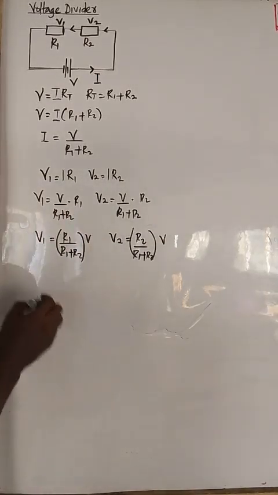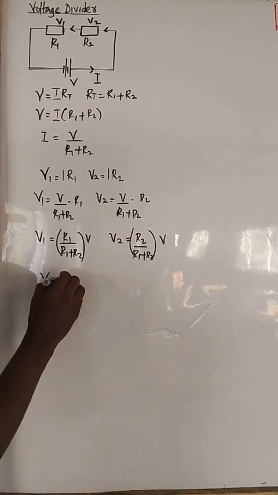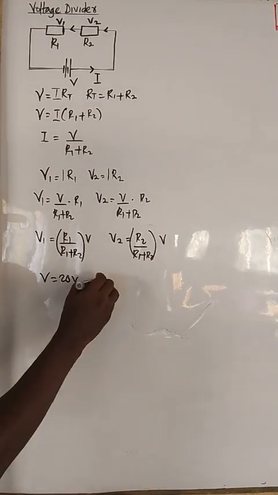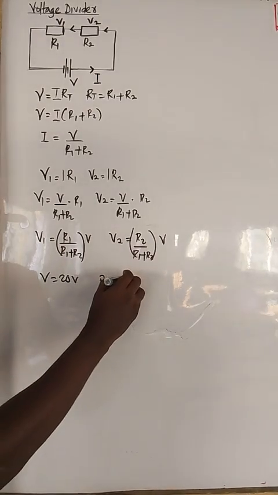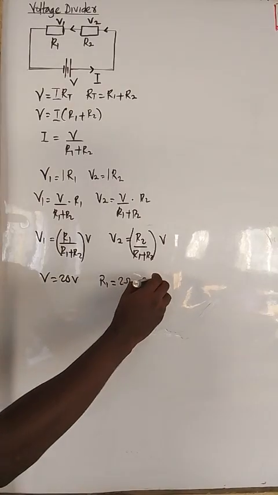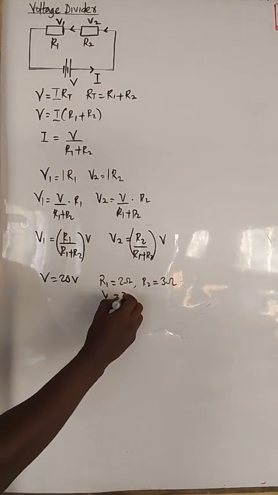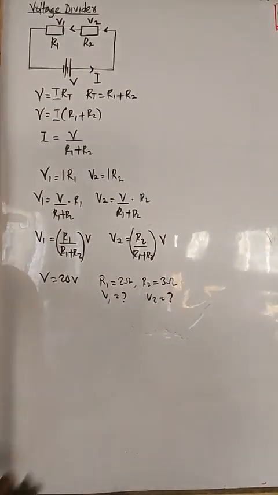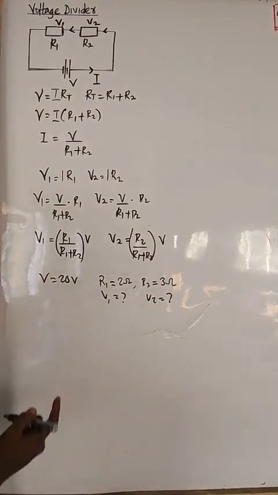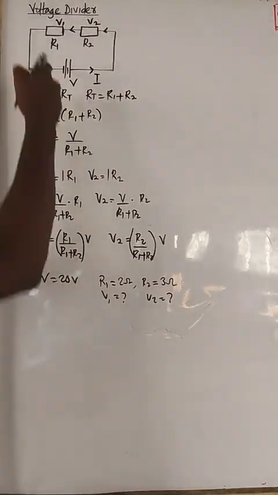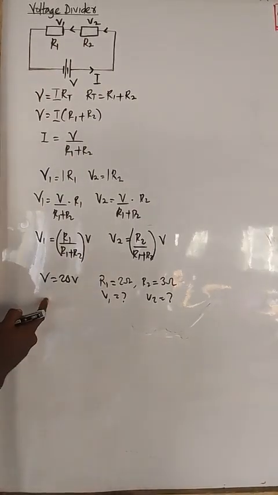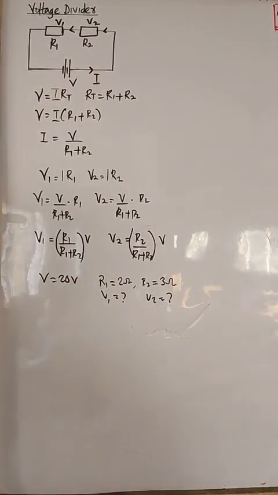Suppose the total voltage in that circuit, V, is 20 volts, R1 is 2 ohms and R2 is 3 ohms. What will be V1? What will be V2? That is the importance of this voltage divider. So these 20 volts we share between R1 and R2. There will be a voltage drop across R1 and R2. How do we get that?